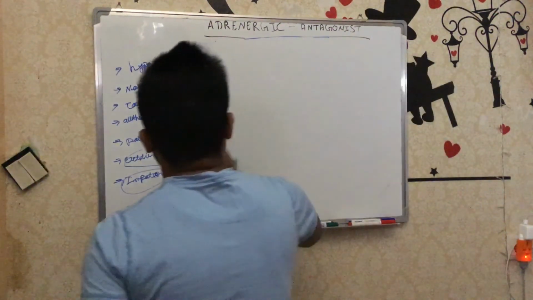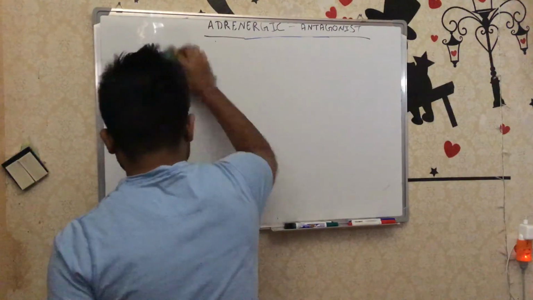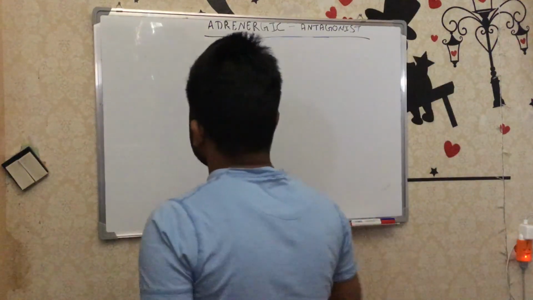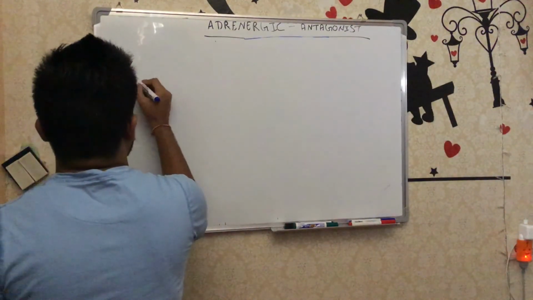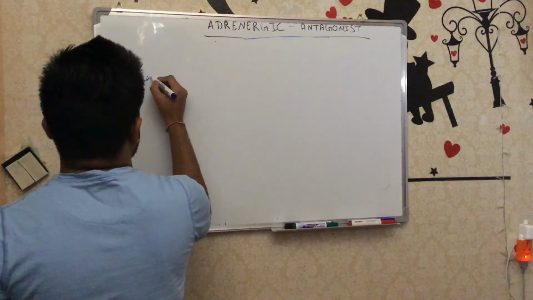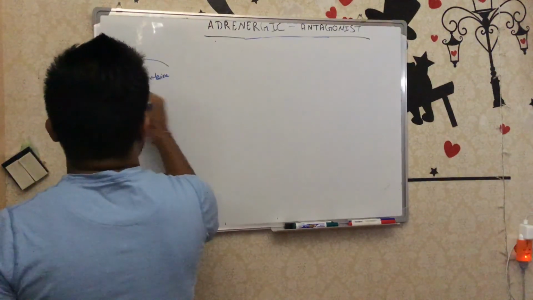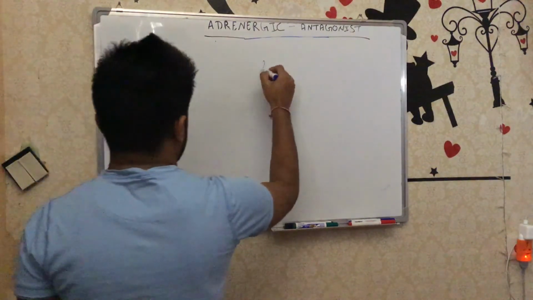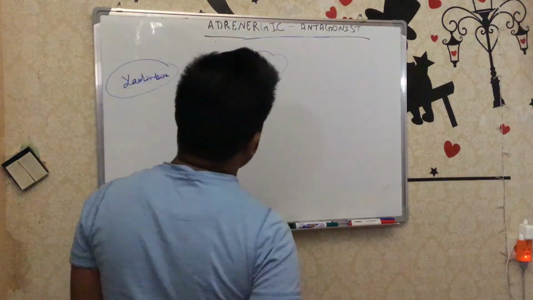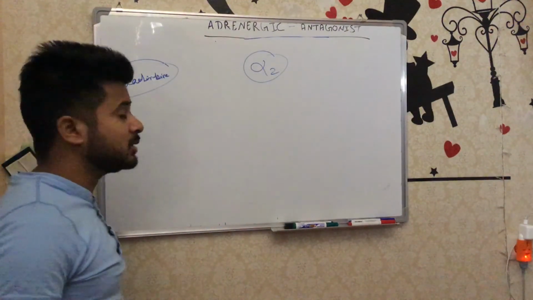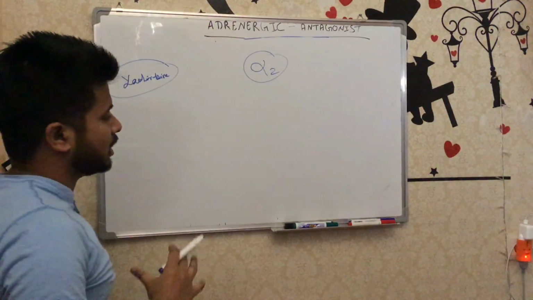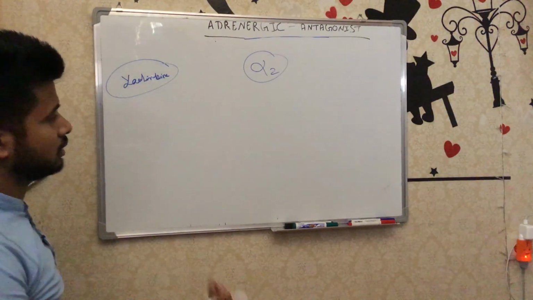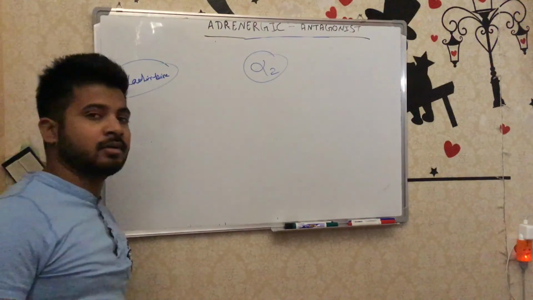Next one, the alpha 2 blocker, that is yohimbine. Actually, this drug is not used for clinical purposes, because if you block the alpha 2, the amount of catecholamine will increase, because alpha 2 maintains the release of catecholamine in the blood or in the synaptic cleft.